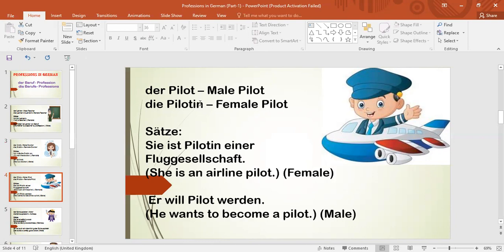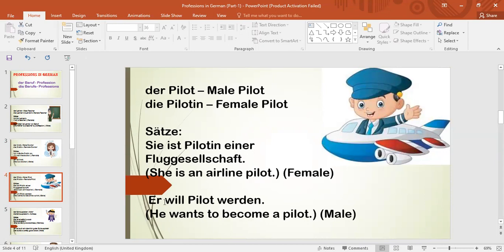In is added as the suffix here, and the article. So the Pilotin means a female pilot. Okay, move to the sentences. Sie ist Pilotin einer Fluggesellschaft. So again, they are talking about piloting. That means a female pilot. So she is an airline pilot.